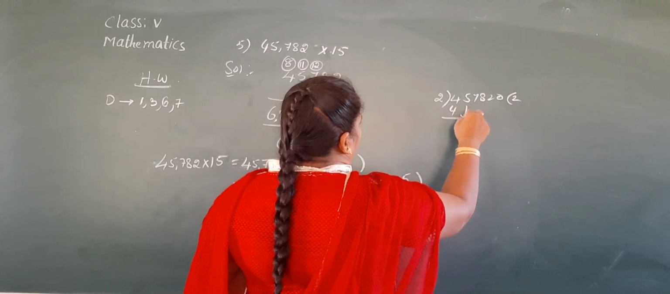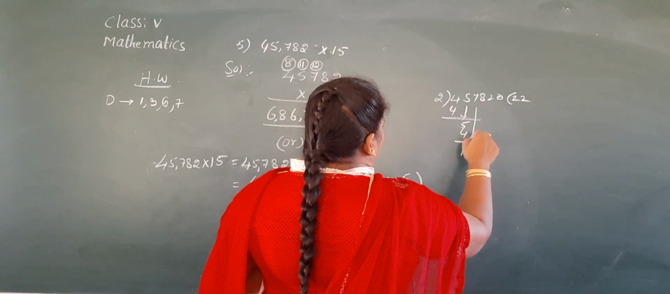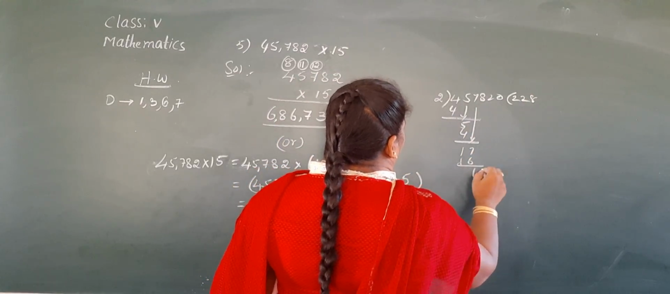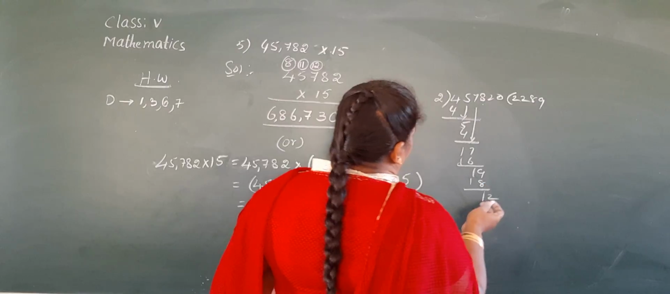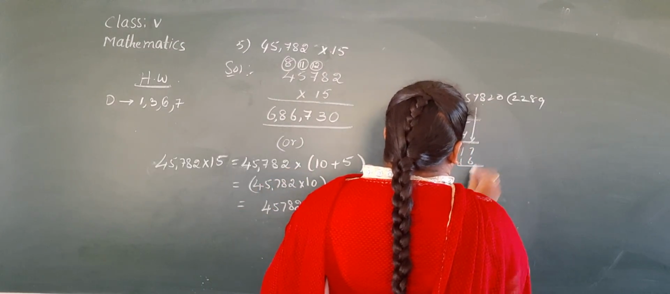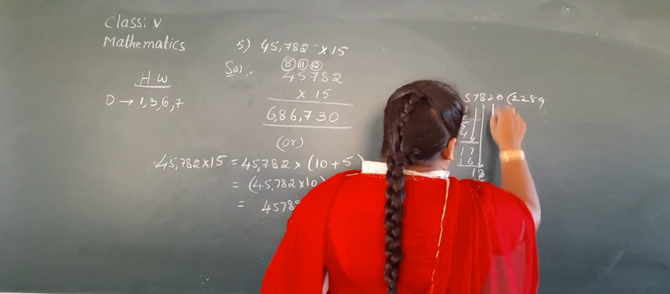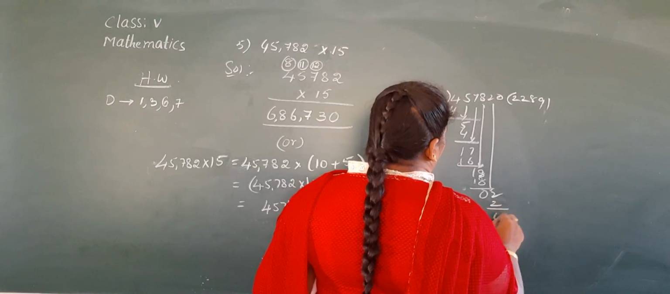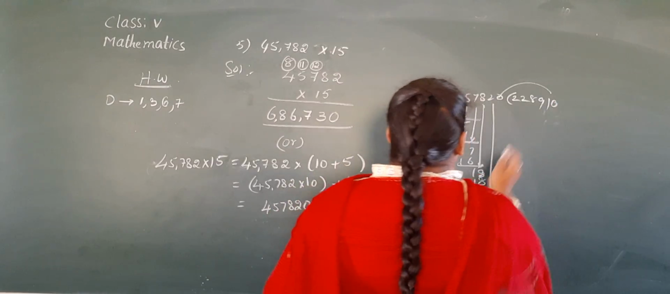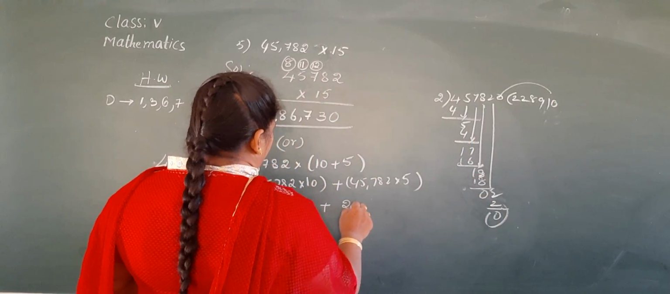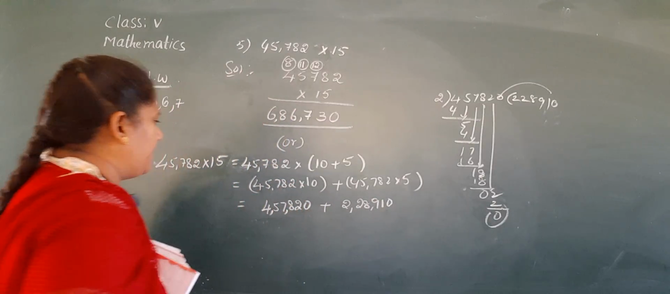2 2s are 4, 5. 2 2s are 4, 1. 2 8s are 16, 1. 2 9s are 18, 1, 2. 2 9s are 18, 0. Take down 2. 2 1s are 2, 0. And we'll keep this 0 here. Okay, ma? So what's the answer? 2,28,980. Sorry, 910. Now you add this one.